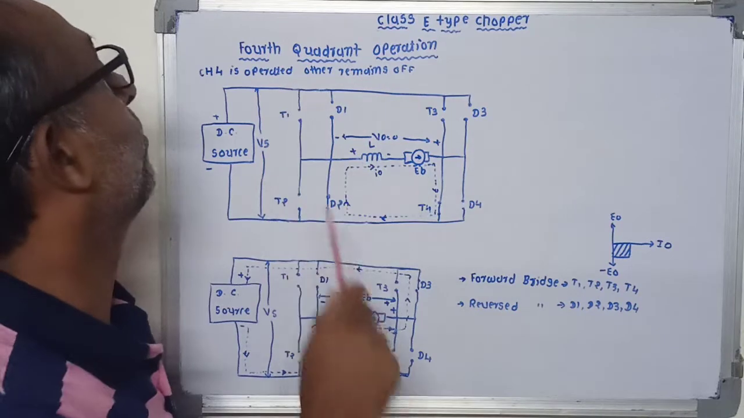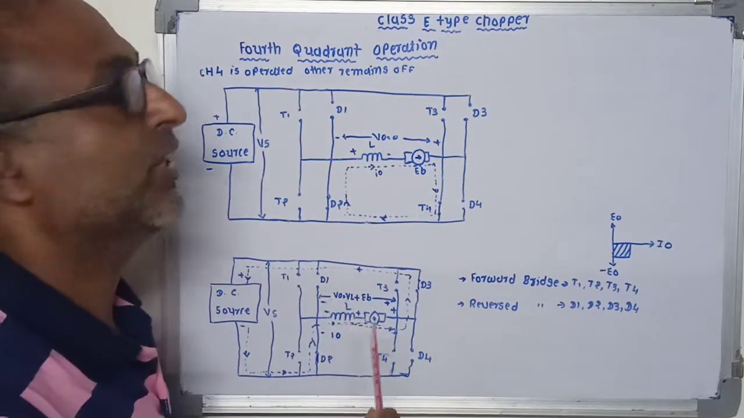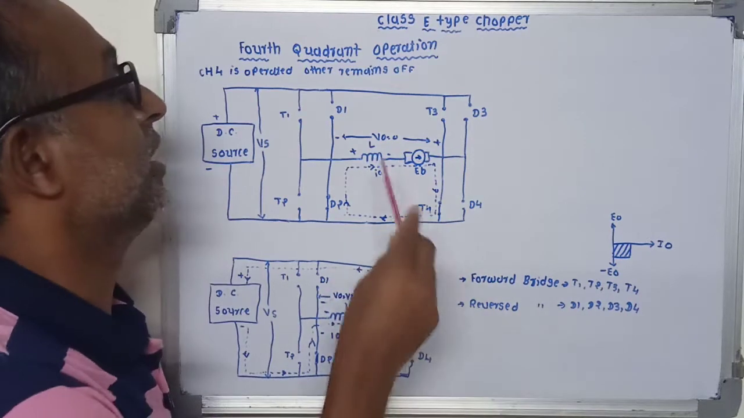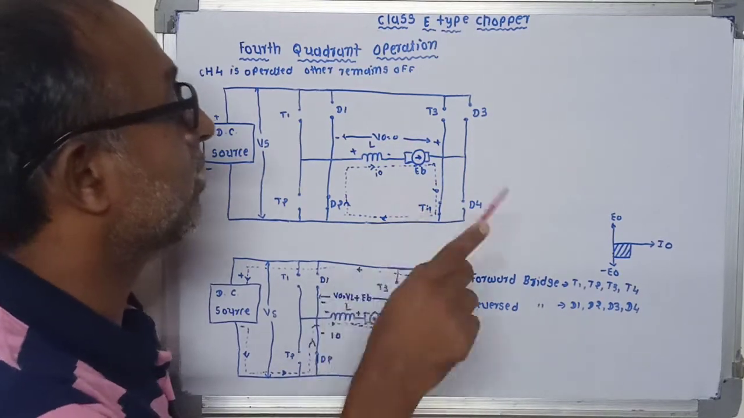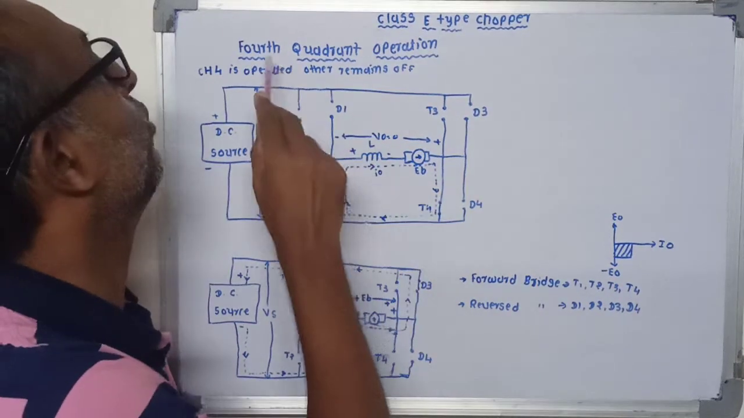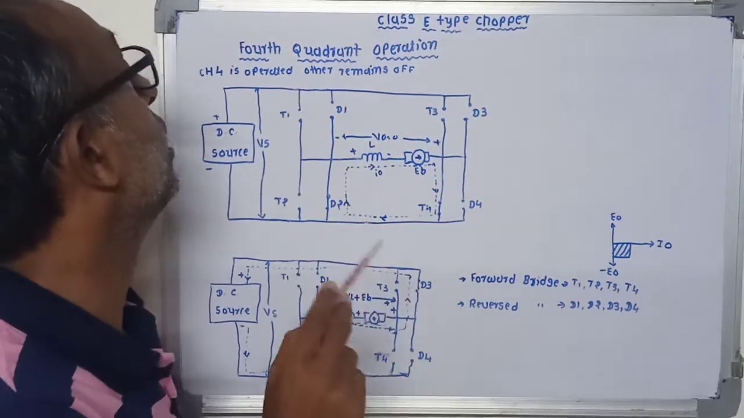where the output voltage and the load current are both negative. Fourth quadrant operation. Here we are assuming that our motor is operated in reverse direction. So here we reverse the direction of back EMF. It is the most important point in this fourth quadrant type operation.